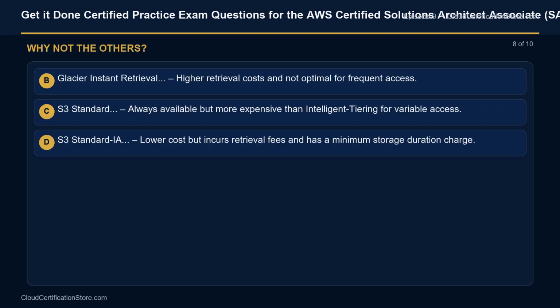Why not option B? Glacier Instant Retrieval has higher retrieval costs and is not optimal for frequent access. Why not option C? S3 Standard is always available but more expensive than Intelligent-Tiering for variable access. Why not option D? S3 Standard-IA is lower cost but incurs retrieval fees and has a minimum storage duration charge.